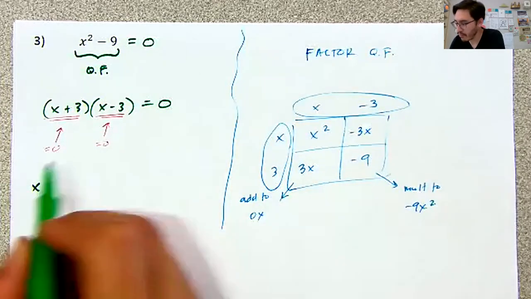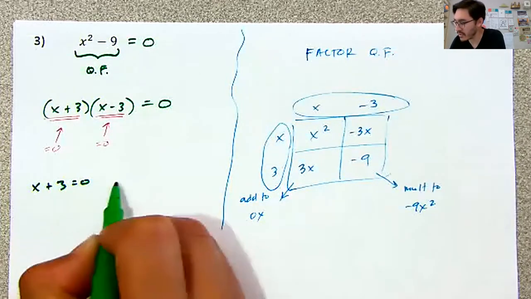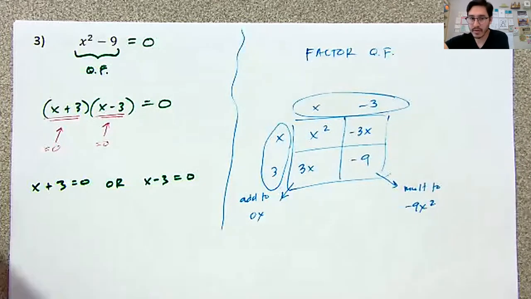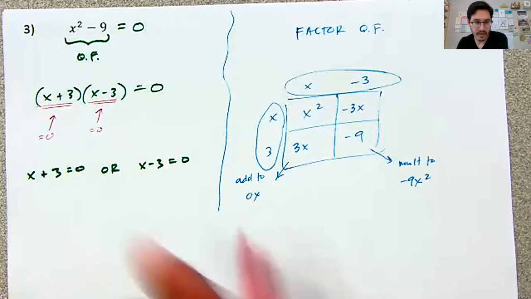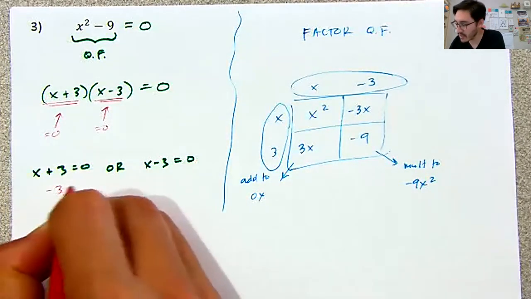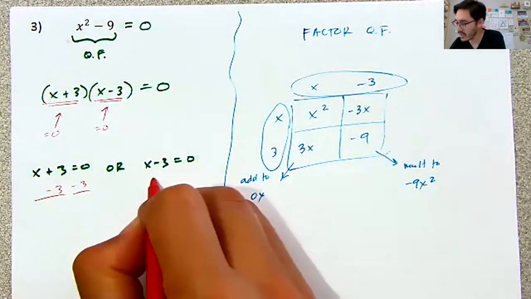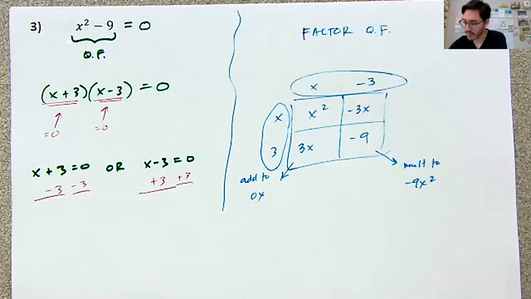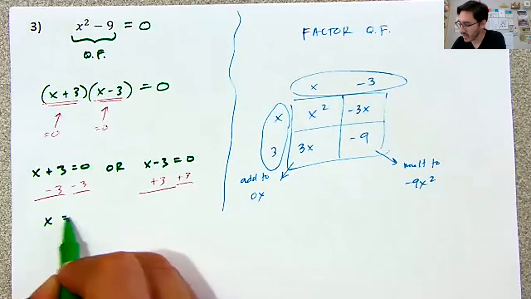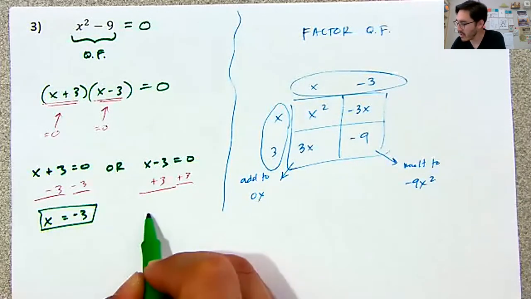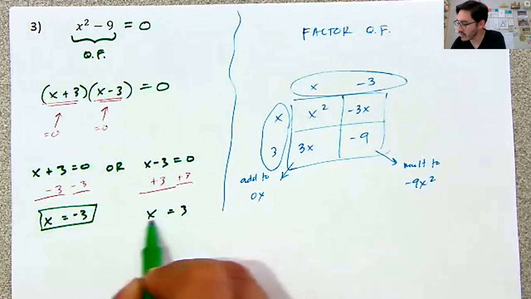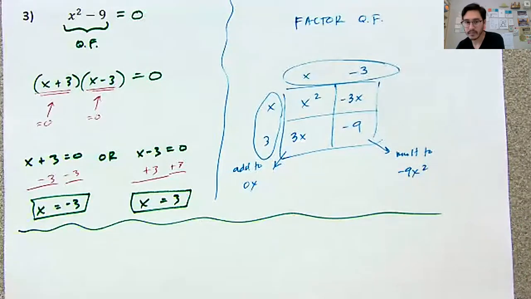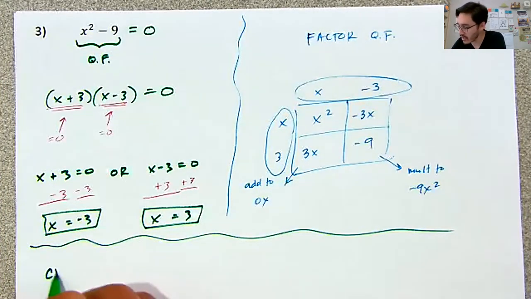All right, so what we're saying is maybe x plus 3 is equal to 0, or maybe x minus 3 is equal to 0. Again, you can probably solve these mentally. I'm going to do all the steps. Subtract 3 on both sides there. Add 3 to both sides there. x equals -3, or x equals +3. All right, let's do a quick check.